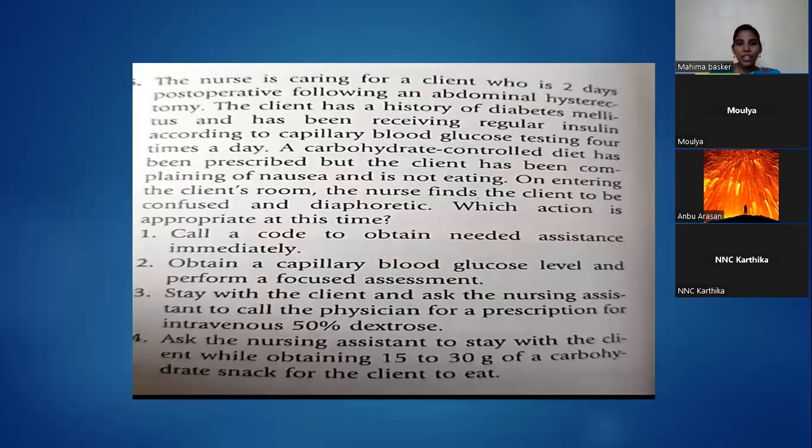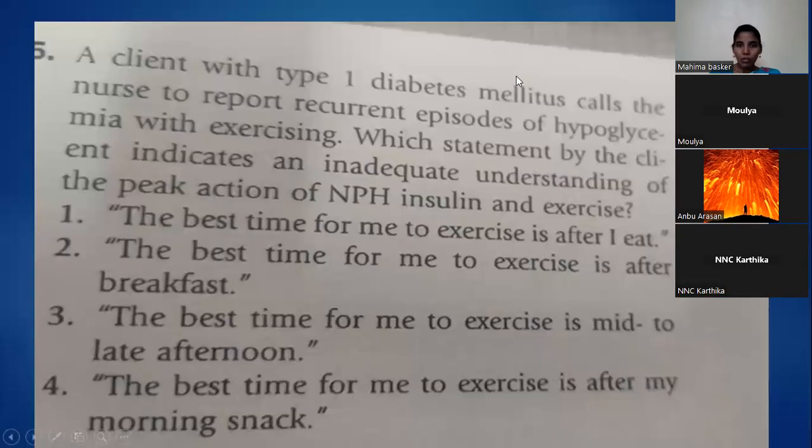If the blood glucose level is only 50 or 60, immediately, as the patient is confused, you should give IV 50% dextrose. If it is above 75 or 80, something like that, you have to treat another clause. What is the other clause we have to look for? So remember, first is obtain the capillary blood glucose level and perform a focused assessment. Two is the answer. Got the point? We'll move on. So always take the answers from the question.